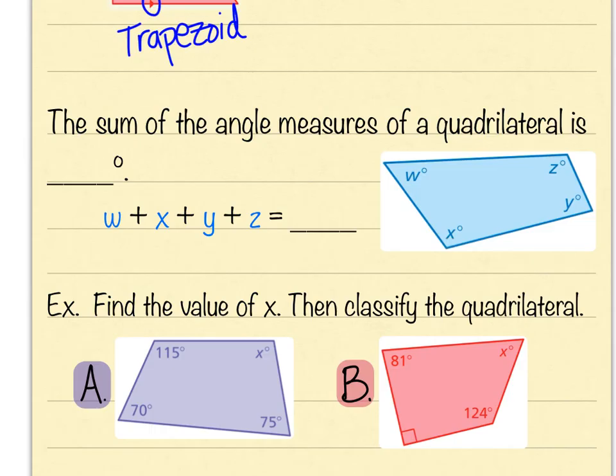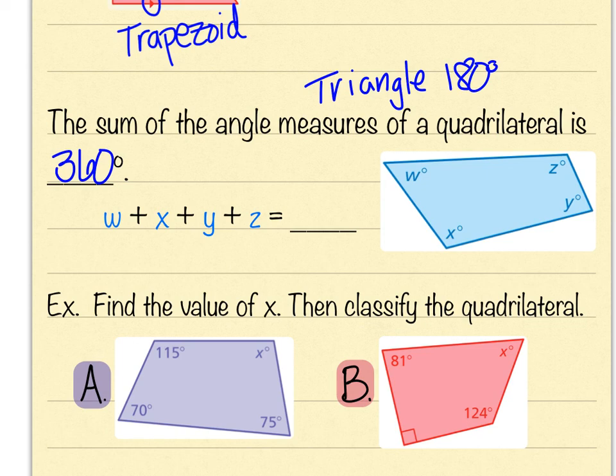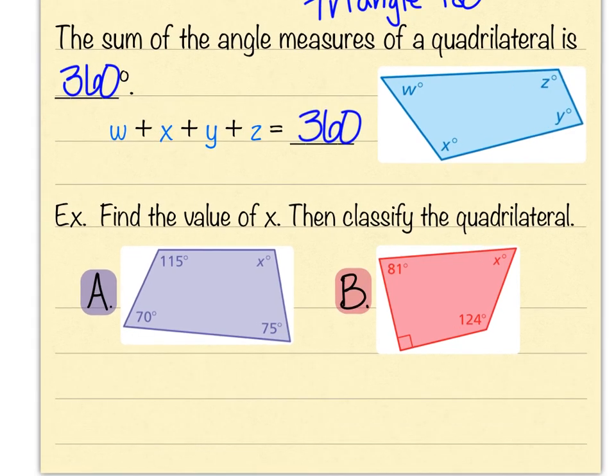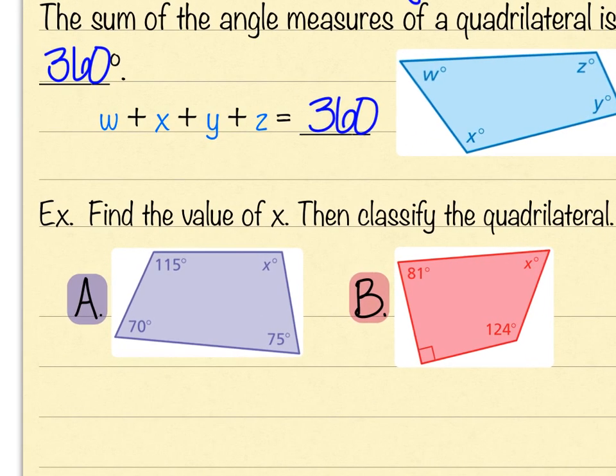Okay, so now that we've talked about classifying quadrilaterals, let's talk about the angle measures. We know that triangles have 180 total degrees, but that's not true with quadrilaterals. Quadrilaterals actually have 360, so double the degrees there. So if I add W plus X plus Y plus Z, the four angles in that quadrilateral, I'll get 360 degrees. So let's solve for X in these two quadrilaterals.